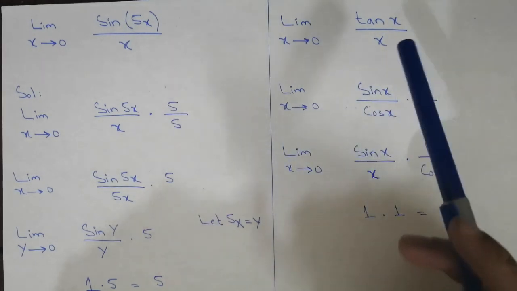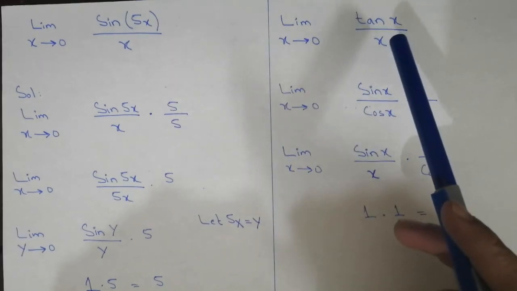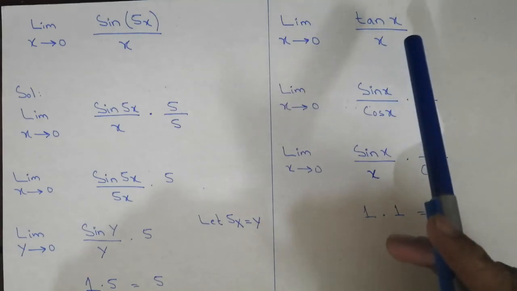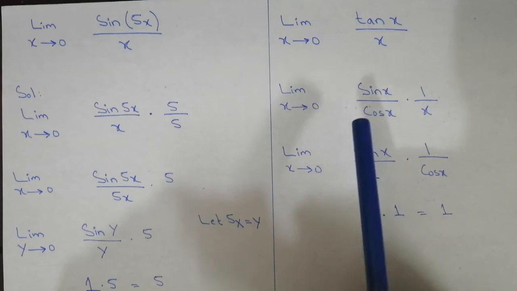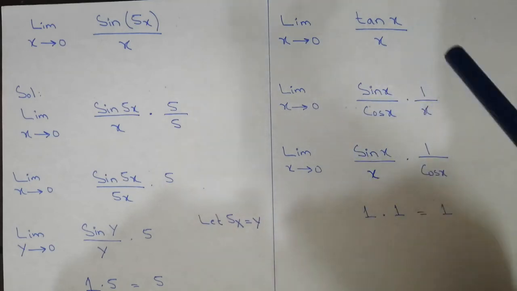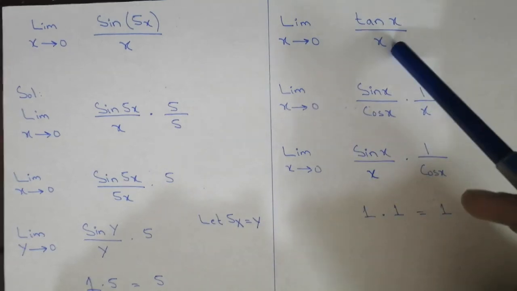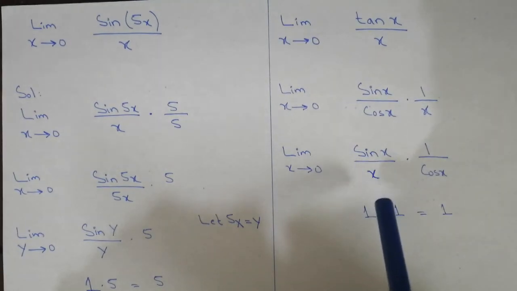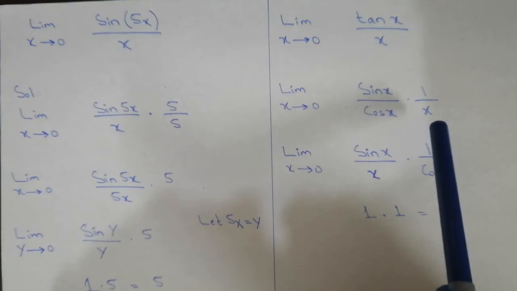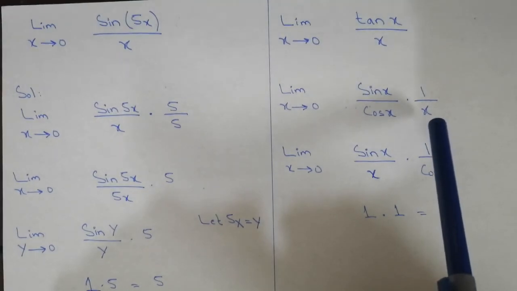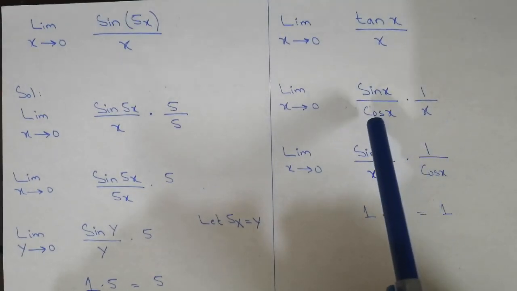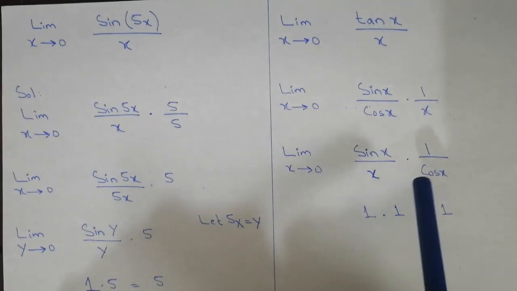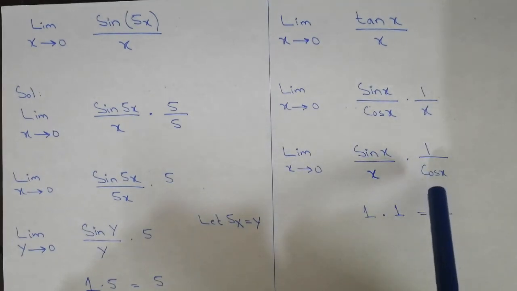Another problem we have: limit x approaches 0, tangent x divided by x. Again, we know that tangent is equal to sine divided by cos. So tangent x divided by x is equal to sine x divided by cos x into 1 divided by x. We will bring x over here and cos x over here, so sine x divided by x into 1 divided by cos x.